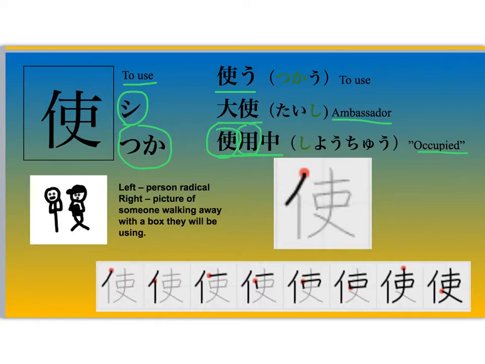This is also a variation of use, and this is in the middle of, so in the middle of being used. So the left is a person radical. Here's your strategy. Then the right is a pictograph, basically, of someone walking away with a box, and that box is right here, that they will be using. So you can kind of see this leg position over here. So the stroke order is 1, 2, 3, 4, 5, 6, 7, then 8.